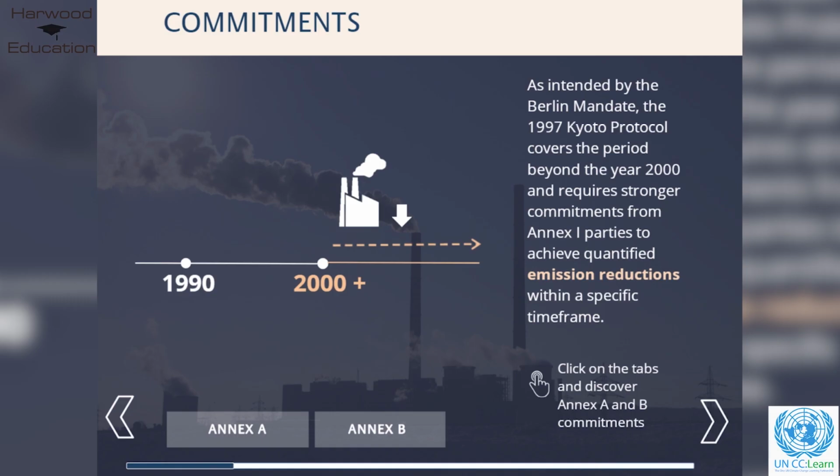As intended by the Berlin Mandate, the 1997 Kyoto Protocol covers the period beyond the year 2000 and requires stronger commitments from Annex I parties to achieve quantified emission reductions within a specific timeframe. Let's click on the tabs and discover Annex A and Annex B commitments.